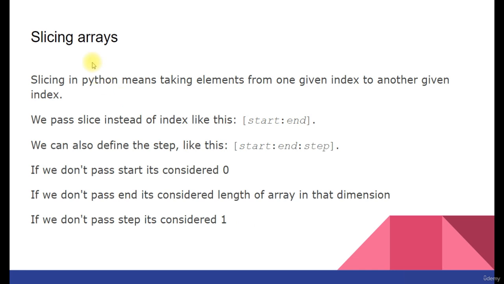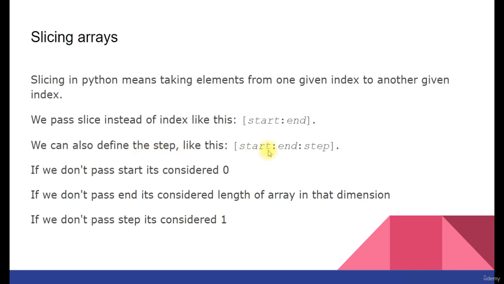So first, let us understand how slicing works in Python. Slicing in Python means taking elements from one given index to another index. So we pass this slice instead of the index, like we saw in the last video. In indexing, we were just giving one particular index position and trying to access that particular element present at that position. But instead of that, we'll pass both the start and end indexes, and the elements present between them will be returned by NumPy.